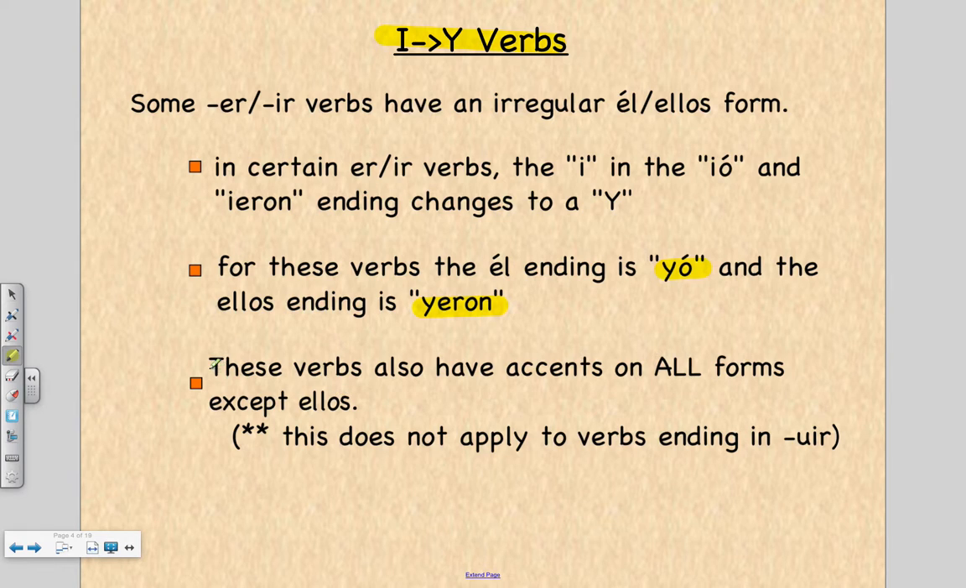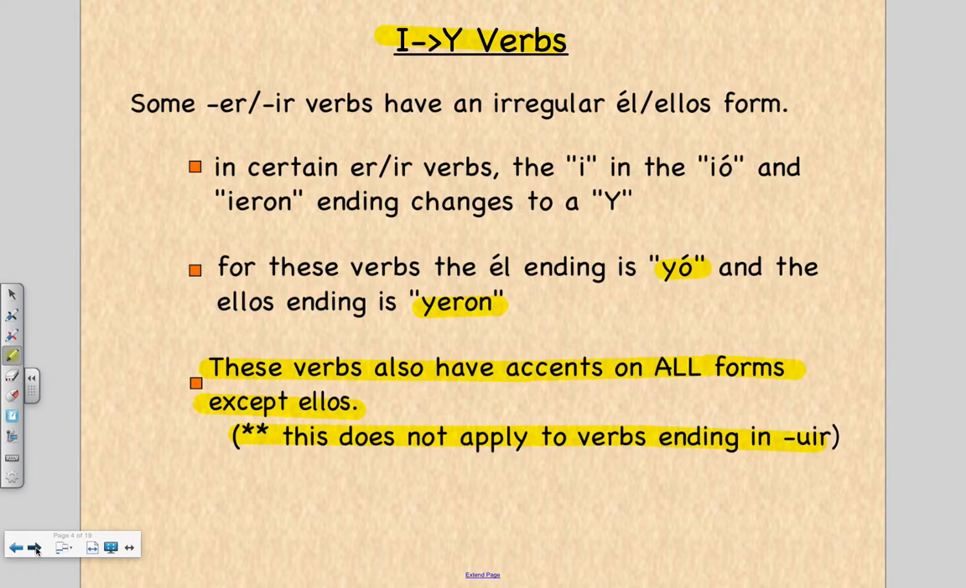So those are going to be your endings really for the él and the ellos for just certain verbs. Now, the other big catch here is that these verbs that are going to be on the next page have accents on all forms except ellos. But, being Spanish, there's an exception to the exceptions. This does not apply to verbs ending in UIR.